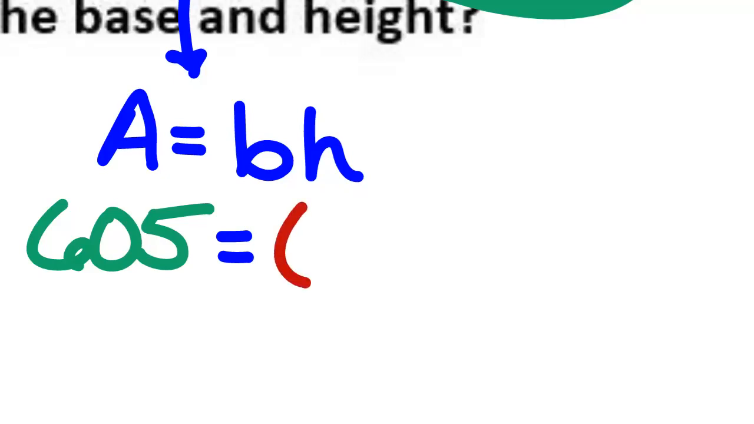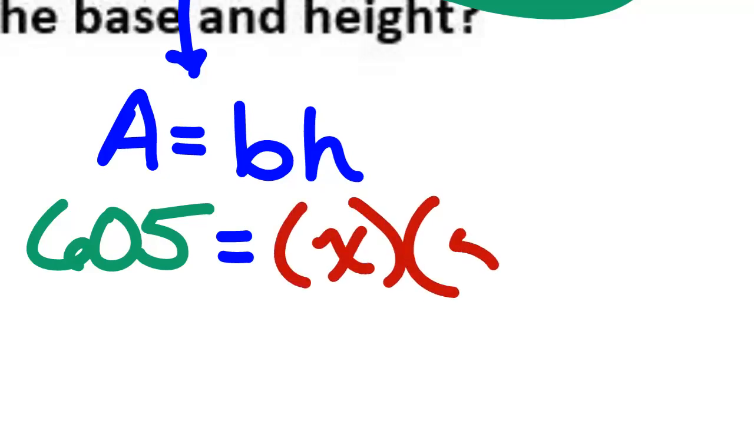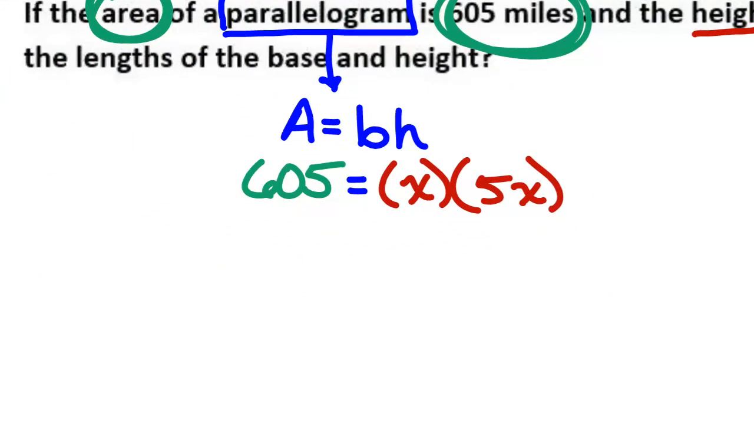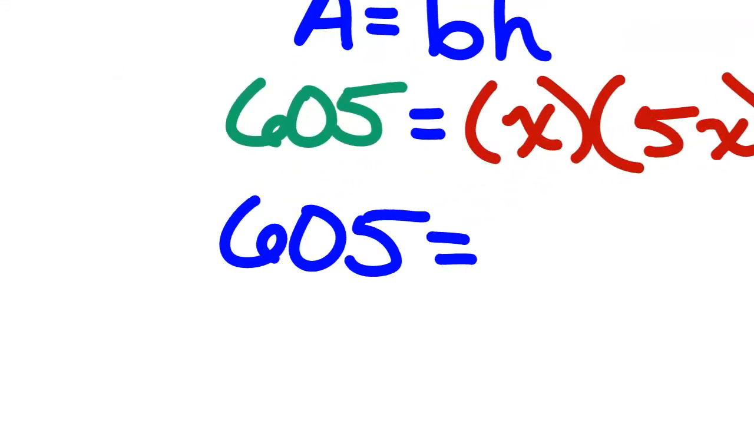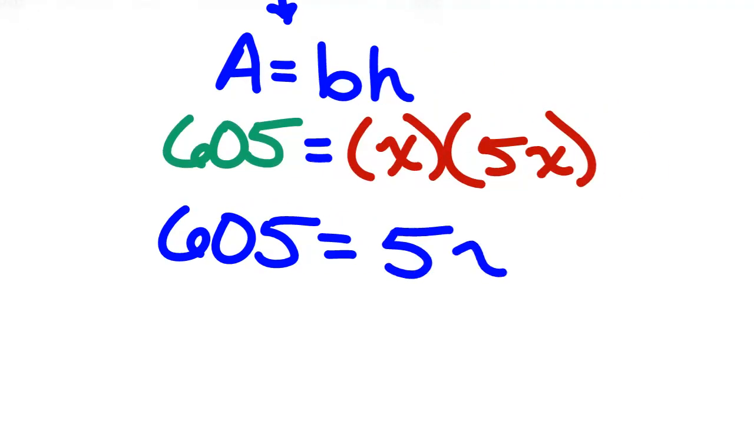So this is what I'm going to put in for the base and the height into that equation where I already have the 605 substituted in. So x times 5x. What is x times x? X squared. So this would be 605 equals x times 5x would be 5x squared. I need to get rid of this 5 out in front. What operation is connecting the 5 to the x squared? Multiplication is connecting those. And so what do I use to undo it? Division. We're going to divide both sides by 5.